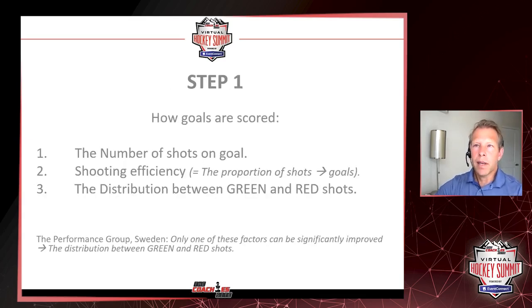So step number 1, how are goals scored? Well, there's the number of shots on goal. If you don't hit the net, you're not going to score. You have the shooting efficiency, which is the proportion of shots that become goals.